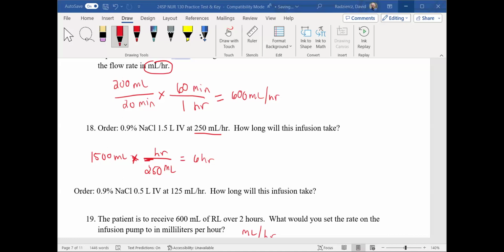Since we're running a little short on time, this would just be 4 hours, because we have 500 milliliters infusing at 125 mil per hour, and that gives me 4 hours. All right, so keep practicing.